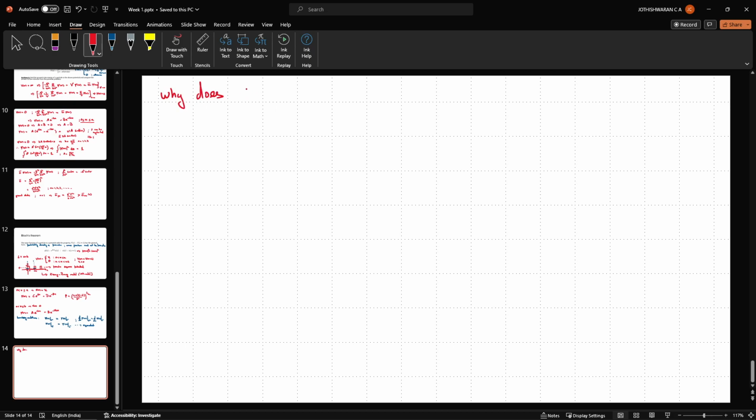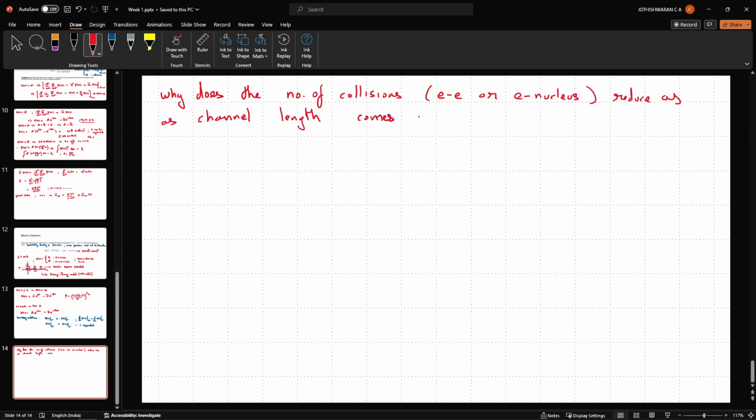So the one question that I had found last week from the forums was essentially, why does the number of collisions, that is electron-electron or electron-ion or electron-nucleus, reduce as channel length comes down to nanometers. So this was a question that was asked.